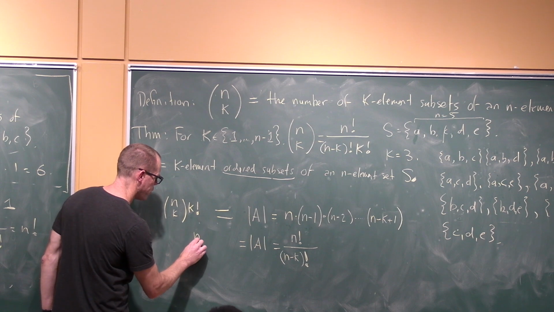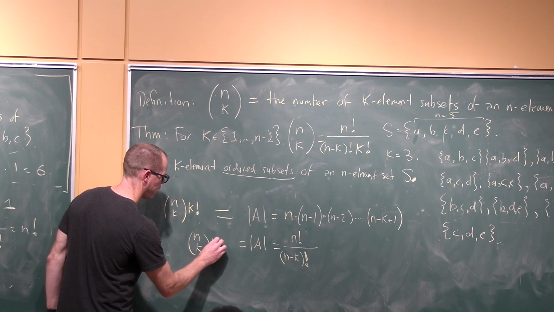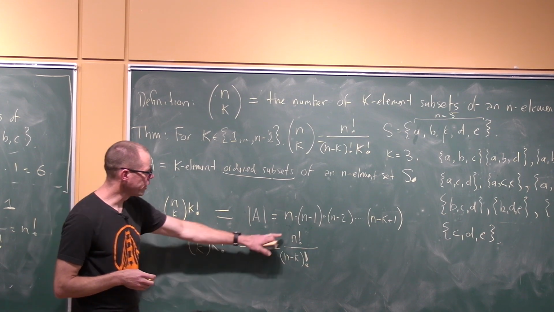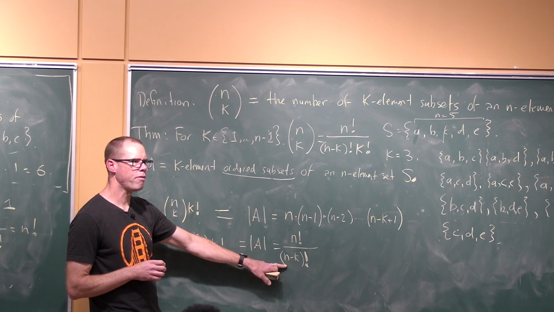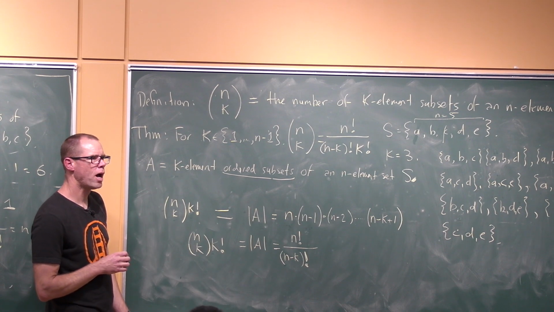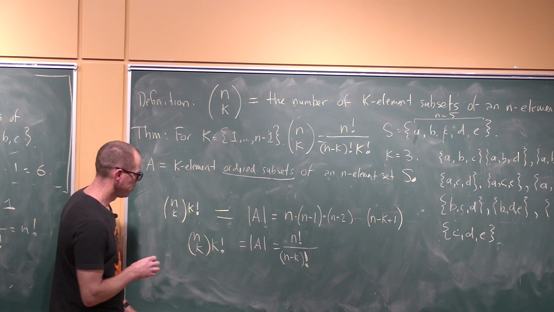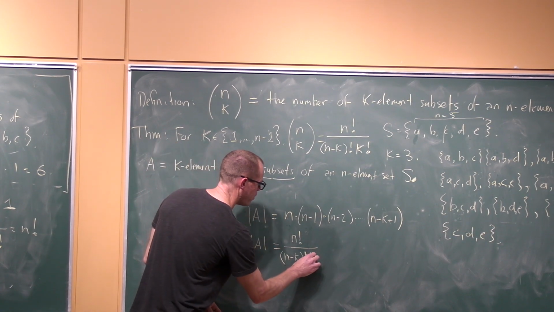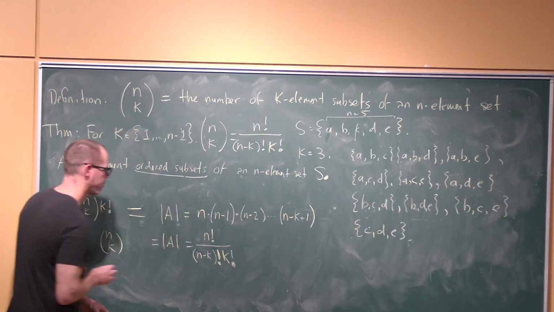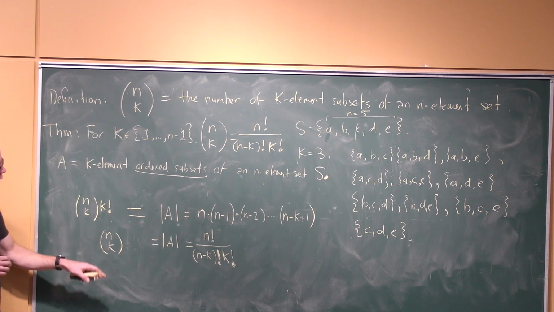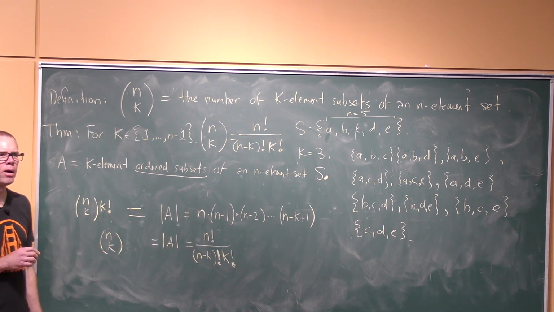All right, so here's the punchline. N choose k times k factorial is equal to n factorial over n minus k factorial. So let's divide both sides by k factorial. This goes away, and the k factorial ends up down here. And that's the theorem, right? N choose k is equal to n factorial over n minus k factorial times k factorial.